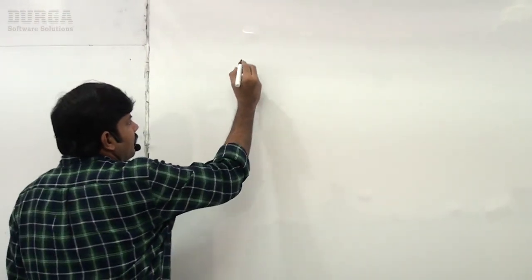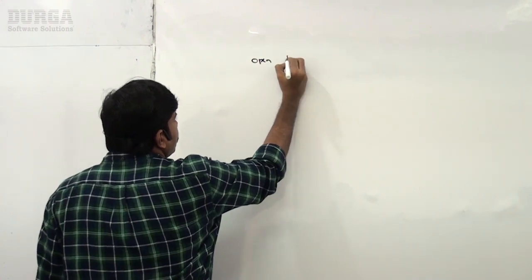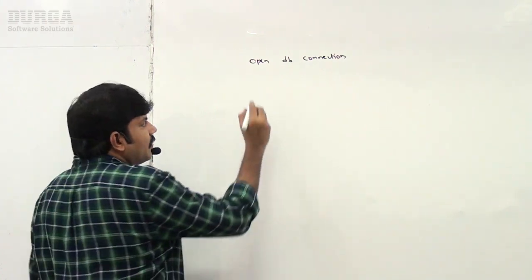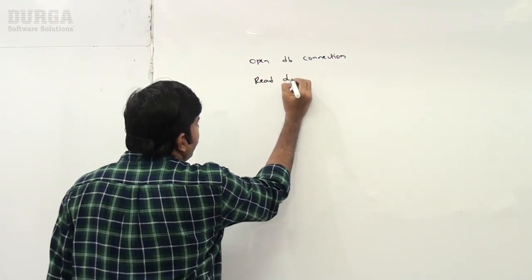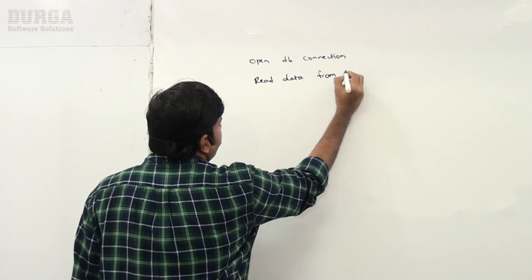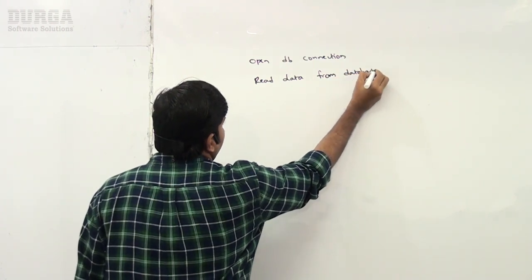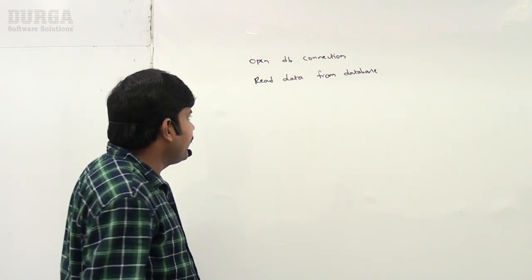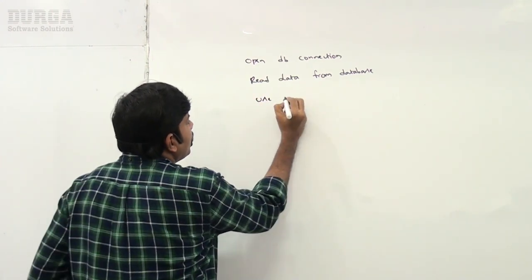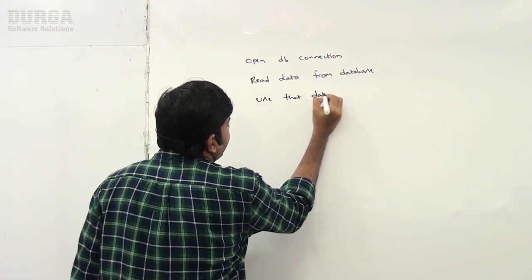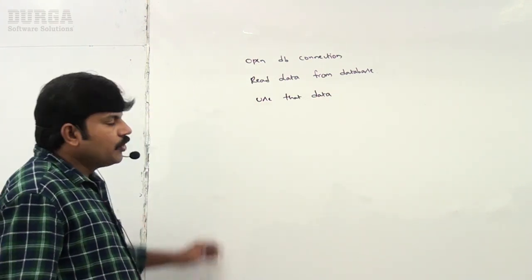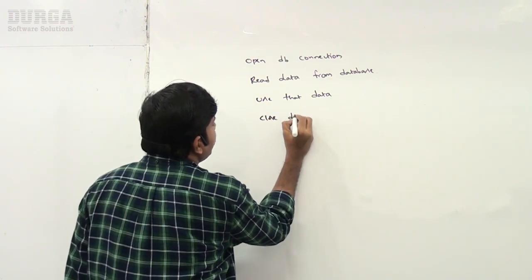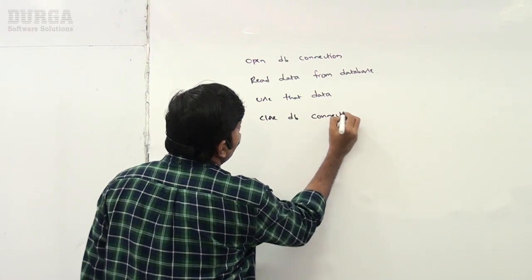I have one program. Open DB connection, open database connection. Next, read data from the database. If you want to read data from the database, first we have to open the connection. Next, read data, and then use that data based on our programming requirement. Once reading is completed, we have to close the DB connection. Are you getting it? We are required to close the DB connection.